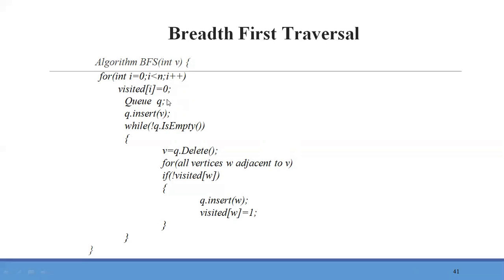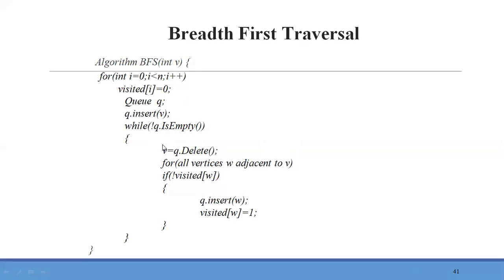And here for BFS, that is breadth first traversal, we are going to make use of queue data structure. So first of all, we will do insert operation q.insert(v). So the starting vertex, which is input from user, will be added in the queue, and we will check while queue is not empty, we can proceed: v = delete from the queue.